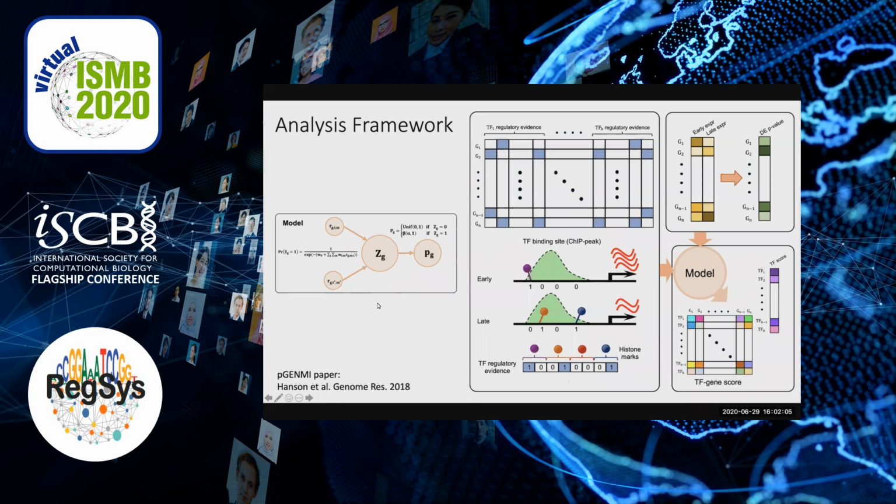As for the model, we built upon a PGM model by Casey Hansen to work with multiple TFs simultaneously. You can read more about this model in the original paper published in Genome Research on finding transcription factor drug associations.